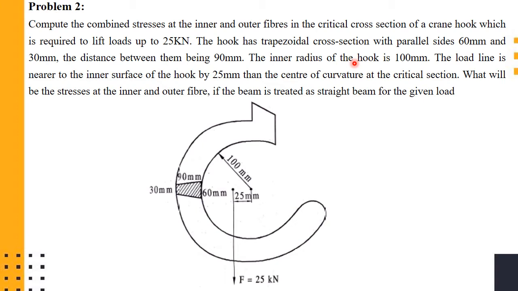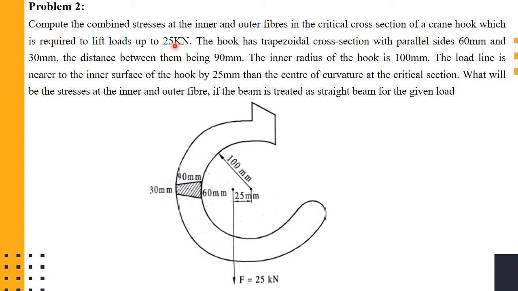In the exam, they might give you a figure or they may not give you a figure also, because all the information related to a crane hook with detailed dimensions has been given in the problem itself. So everything is mentioned here. You can draw the critical cross section according to you, or you can draw a rough figure based on which you can draw the critical cross section.